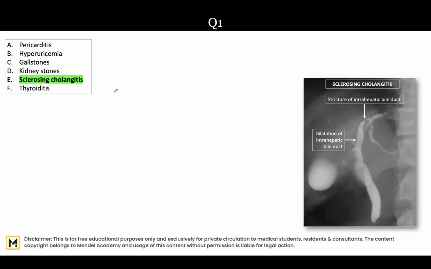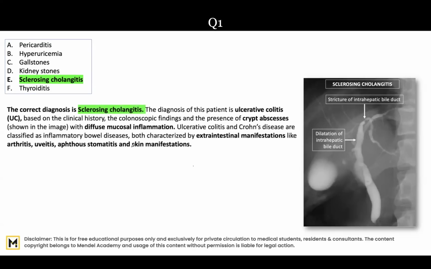So sclerosing cholangitis is one of the complications of ulcerative colitis. And this is how it looks on X-ray. You can see strictures of the intrahepatic bile duct. So cholangitis means something that affects the bile duct. Itis means inflammation. Cholangitis means inflammation of the bile duct. And sclerosing means because of repeated inflammation, there is sclerosis or fibrosis, which leads to a stricture. And proximal to the stricture, you will get dilatation. So the correct diagnosis is sclerosing cholangitis.